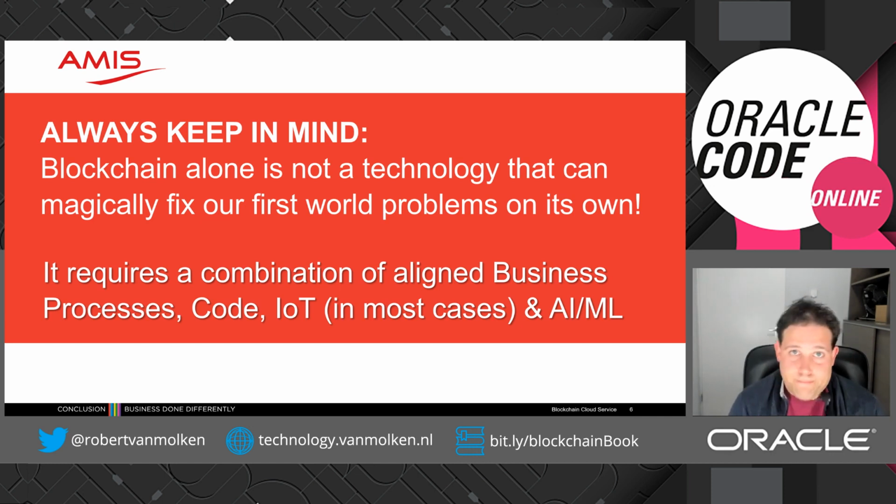Besides that, we have code. We need a smart contract to act like the backend to give access to the ledger or store information in the ledger. In most cases, we might need IoT, so to have scientific sensors registering certain values directly into the blockchain. And lastly, we might have a combination of AI and machine learning to do some complex stuff before we put something into the blockchain.